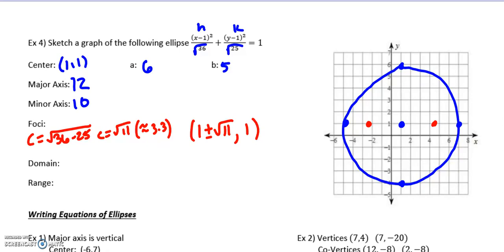So my domain is -5 to 7, and my range is going to be -4 all the way up to 6. So graphing an ellipse is not too bad. The most difficult thing is just figuring out where the foci are and being able to write out that ordered pair correctly as some sort of deviation in the x or y direction from the center of the ellipse.